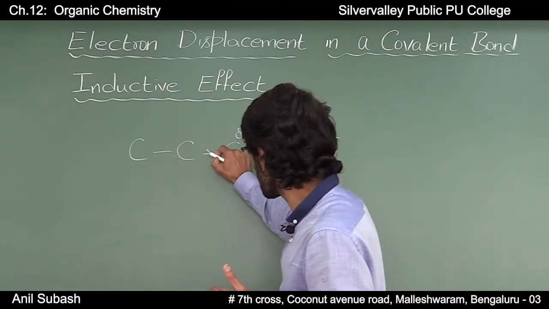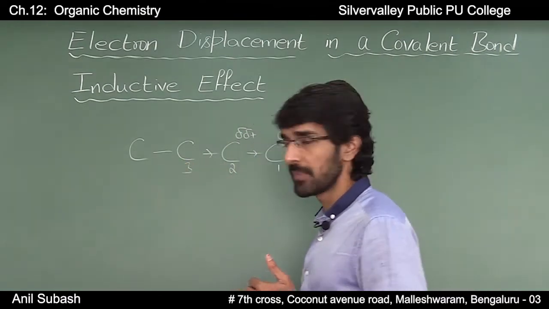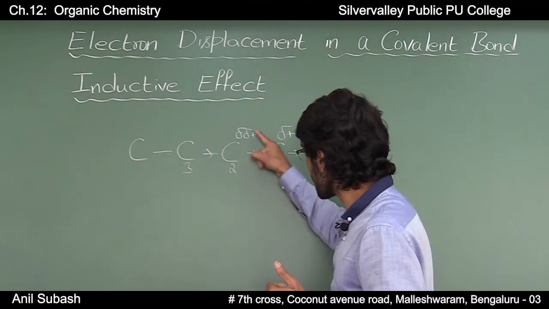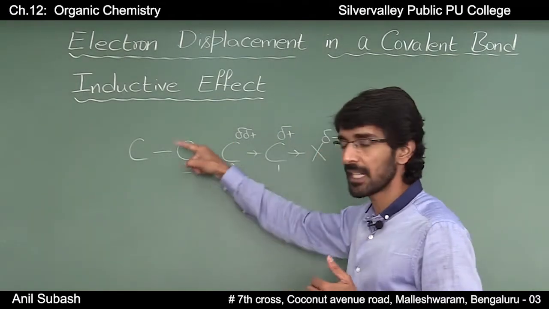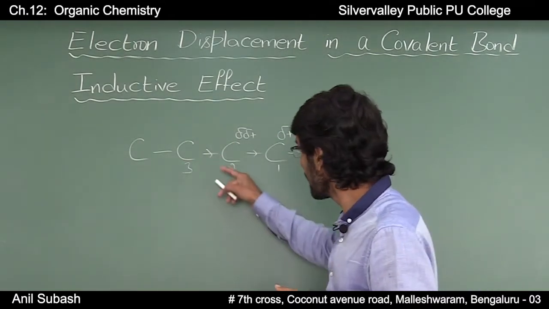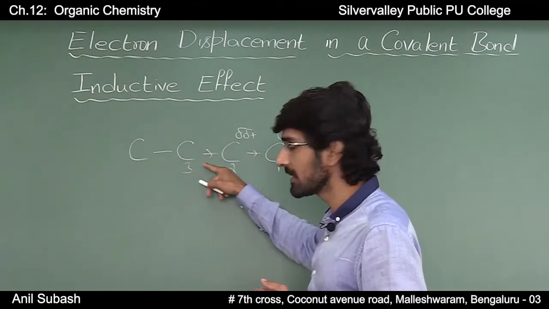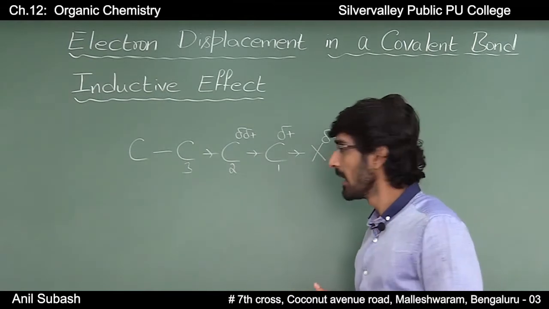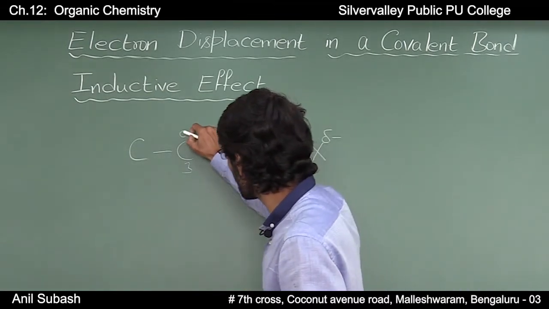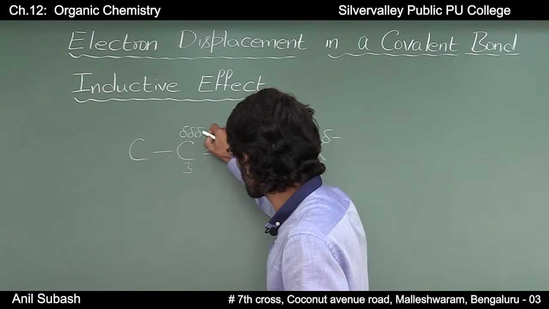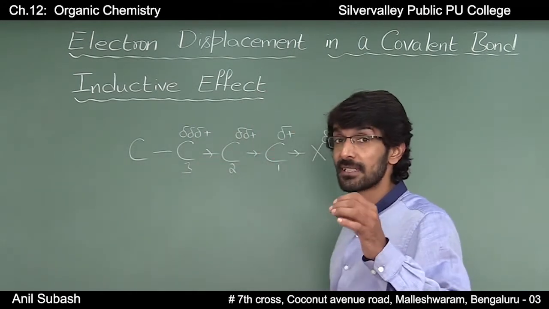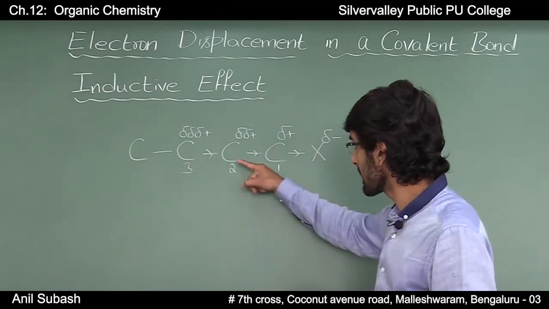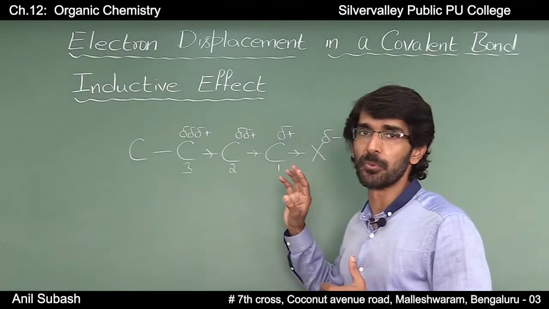Similarly, what happens between carbon 2 and carbon 3? There is a slight charge difference between carbon 2 and carbon 3, and the electron pair between carbon 3 and carbon 2 will move slightly towards carbon 2, and even carbon 3 will develop a partial positive charge which is less than the charge that is developed on carbon 2.